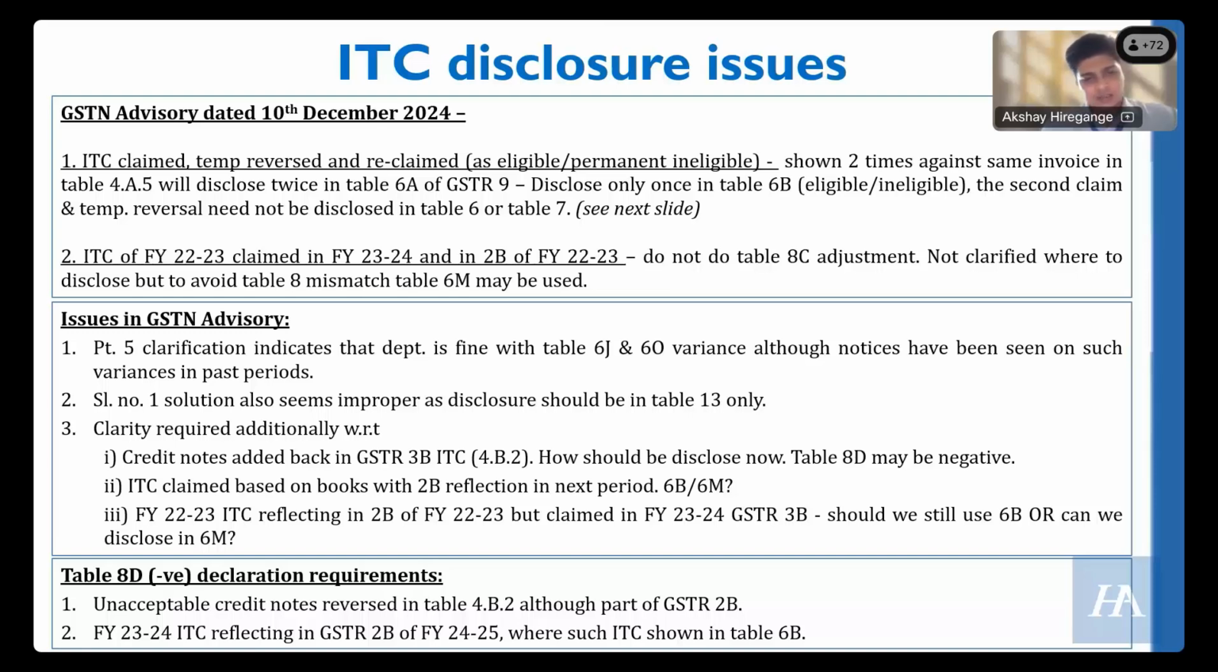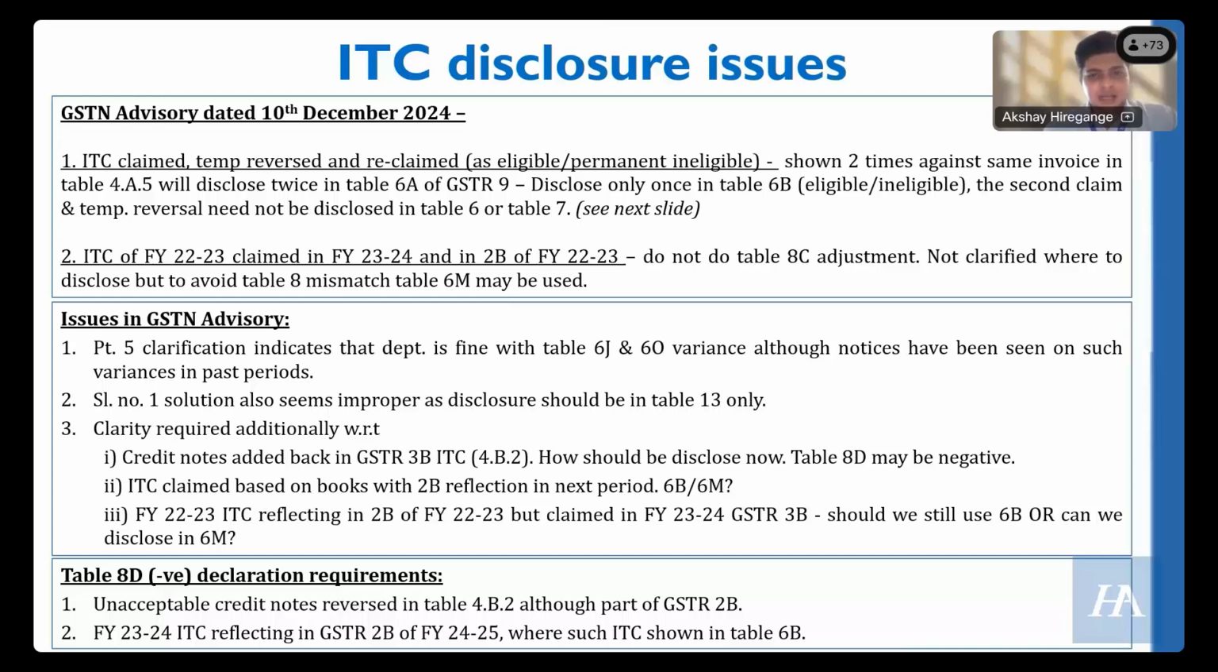So the other situations or issues which are there as part of the GSTN advisory, they have not clarified with respect to credit notes how they should be disclosed because there are different practices in the industry. Vendor credit notes, if they are not acceptable, instead of being added back to 4A5, it is being reduced from the temporary reversal. So this disclosure, how it must be reversed, we need to see, because if it is followed through in the same manner, then you would not disclose it in the returns.